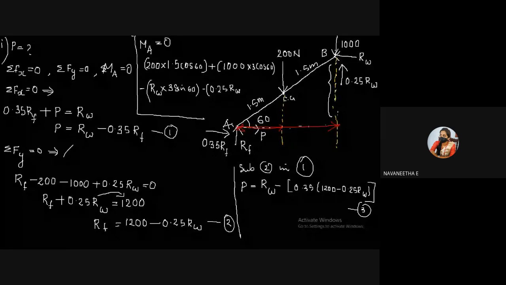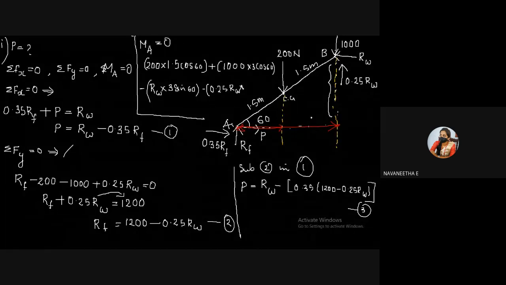Into perpendicular distance. We have to find out the perpendicular distance. The line of action is the same as that of 1000 Newton, right? So the perpendicular distance is the same as the perpendicular distance of 1000 Newton itself. So we can write it as 3 cos 60, and that is equal to 0.